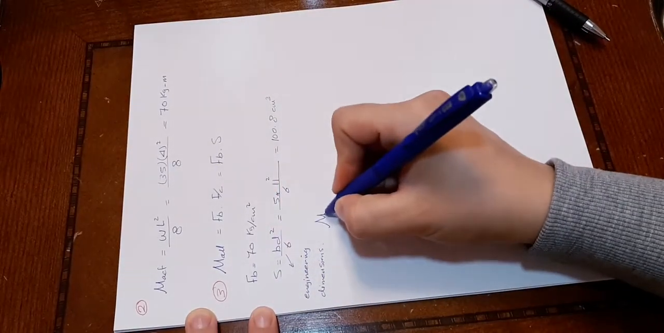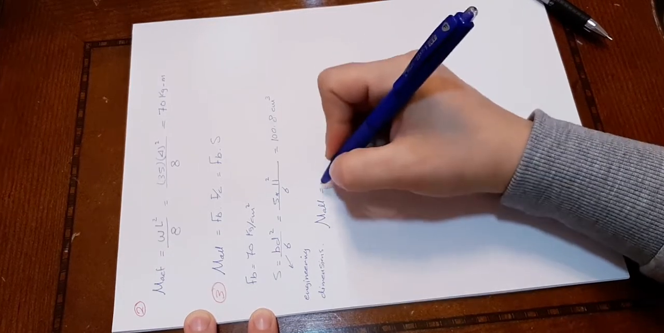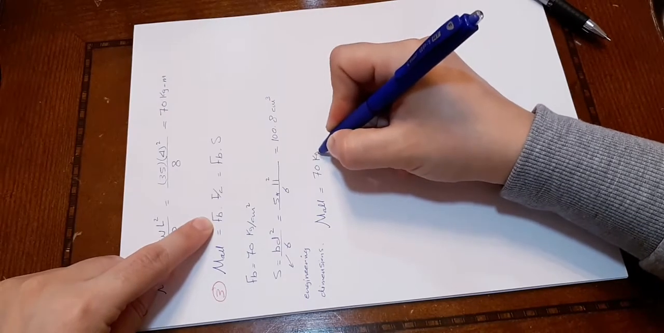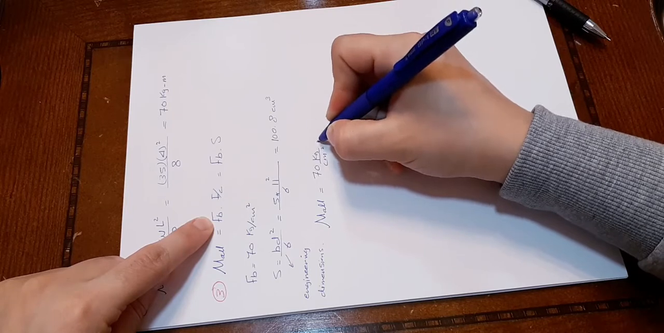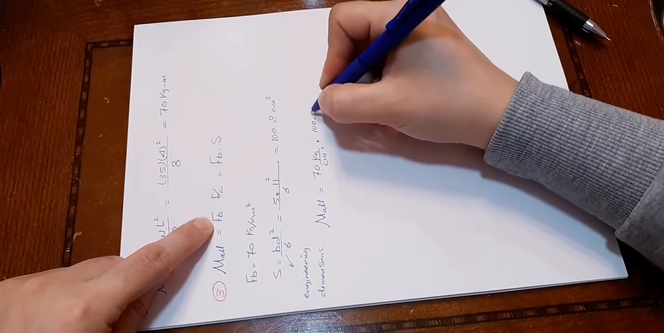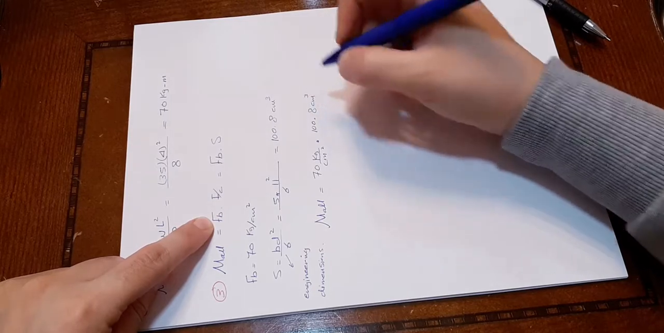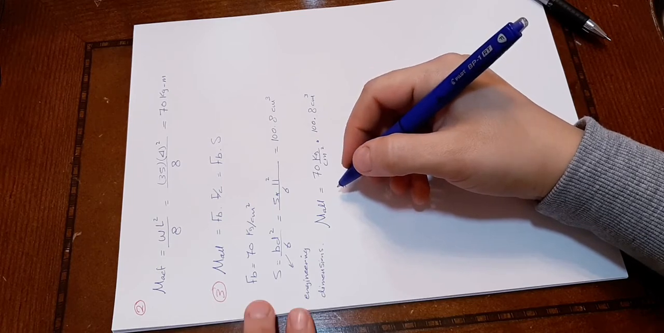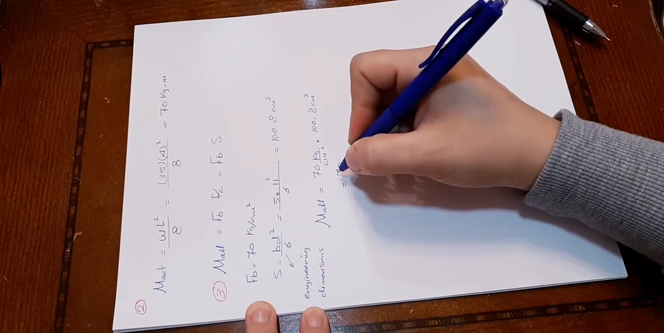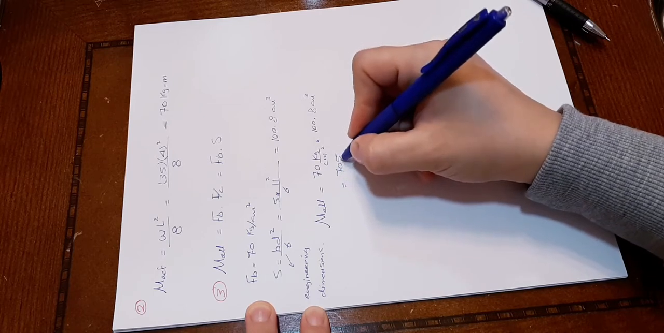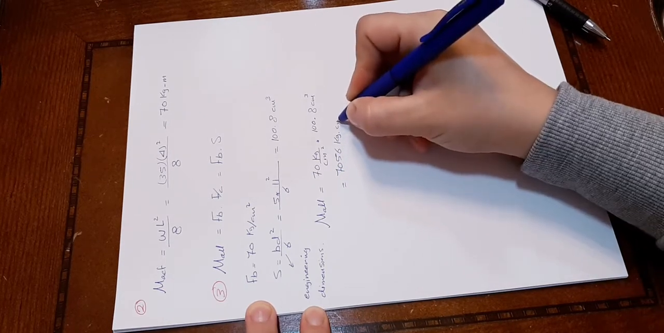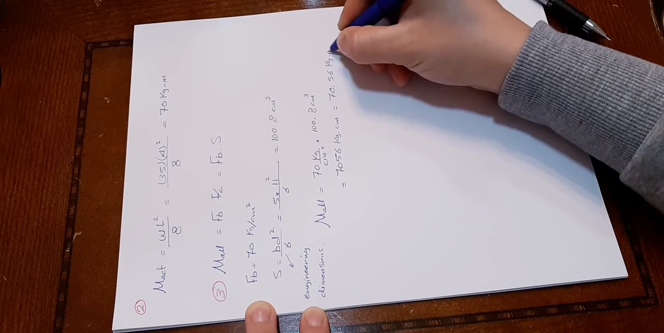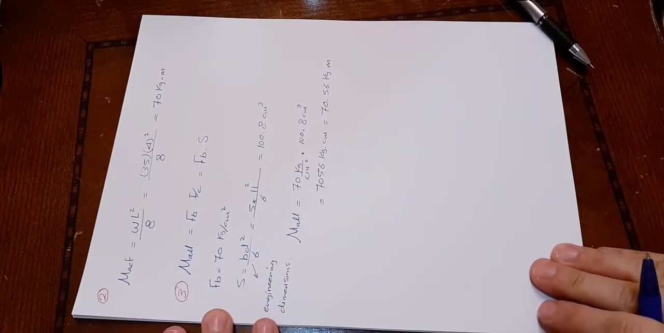Now, the maximum allowable moment equals 70 kilogram per centimeter square times the section modulus in centimeter cubic. So the moment for this case equals 7056 kilogram centimeter, or 70.56 kilogram meter. Be careful about the units.